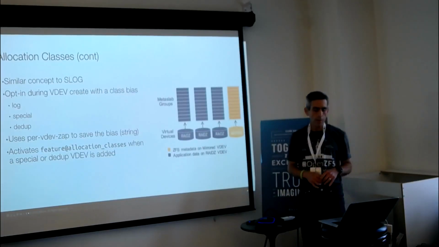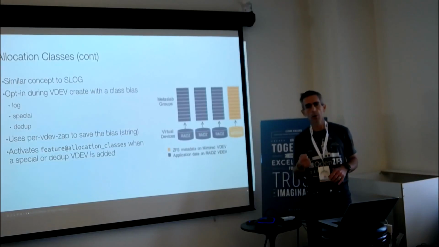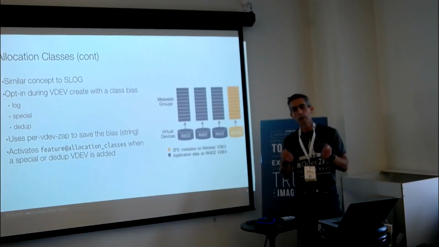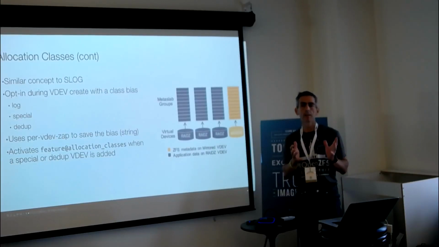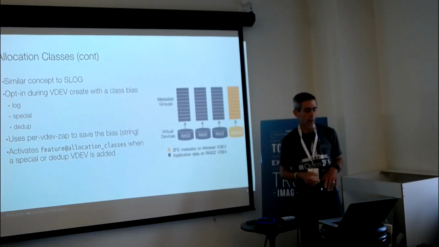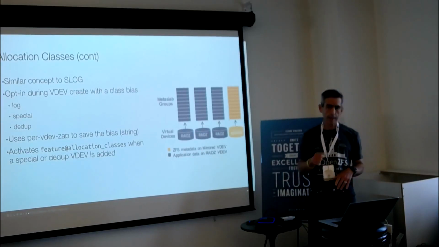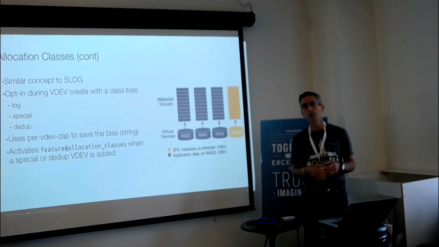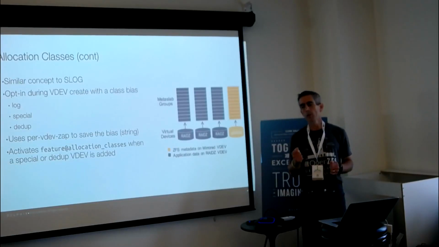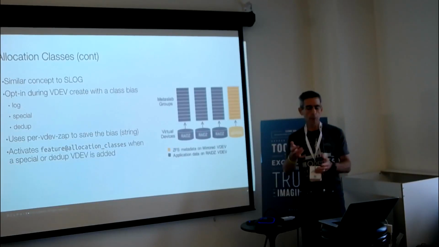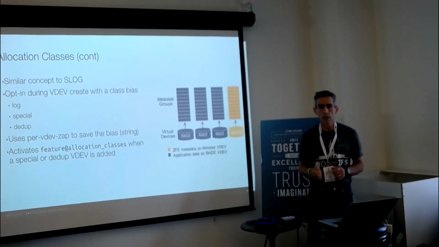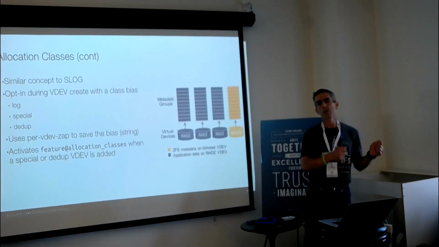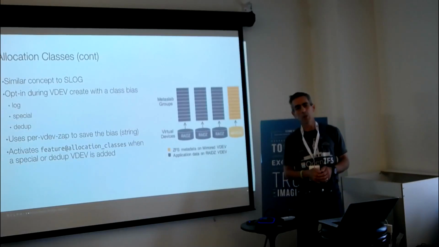We used the per-VDEV ZAP. You may have heard people reference that. Those are like properties associated with the VDEV. We use that to store, in essence, the bias, what we're putting in there. And we also activate a feature. We encapsulate this into a feature flag. The reason being, if you, for example, have an expensive or smallish tier, you're putting your metadata in there, you don't want someone to take that pool to an older version and then fill it up with file data.